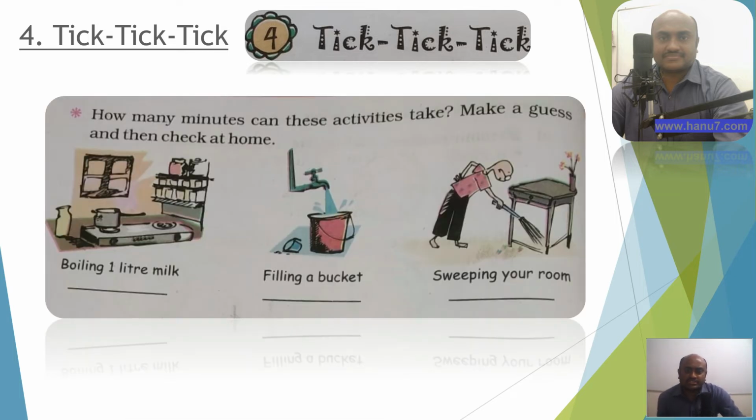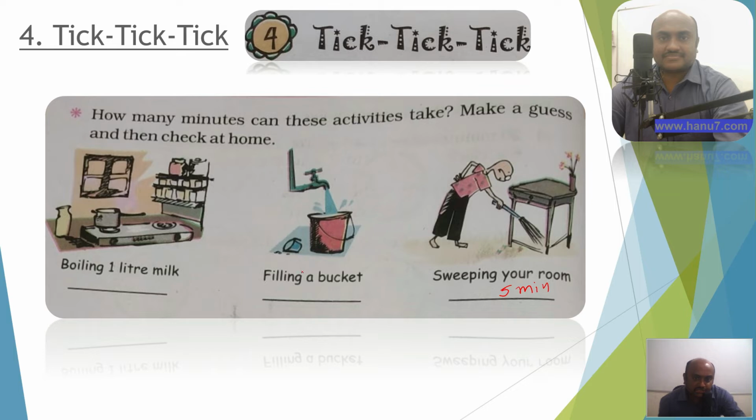Now let us see this. For this, at your home you have to watch how much time it takes for sweeping your room, how much time it takes for filling a bucket, and how much time it takes for boiling 1 liter of milk. He is asking us to guess. To make the guess correct, you have to observe carefully. How much time you take to sweep your room depends upon the room size. So for example, 5 minutes.